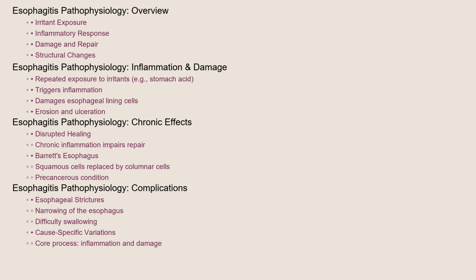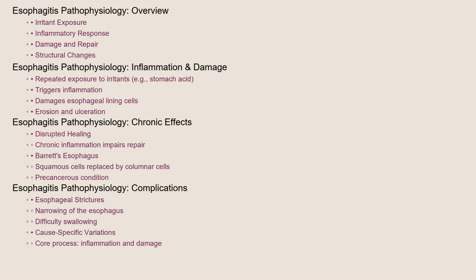Now, let's delve into the pathophysiology of esophagitis. When the esophageal lining is repeatedly exposed to irritants like stomach acid, it triggers an inflammatory response. This inflammation damages the cells lining the esophagus, leading to erosion and ulceration in some cases. The body attempts to repair this damage, but chronic inflammation can disrupt the normal healing process. Over time, repeated cycles of damage and repair can lead to structural changes in the esophagus.